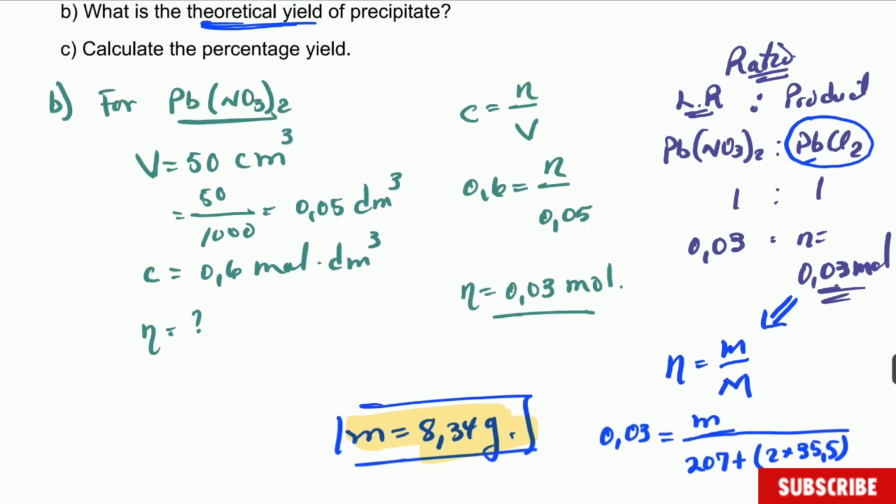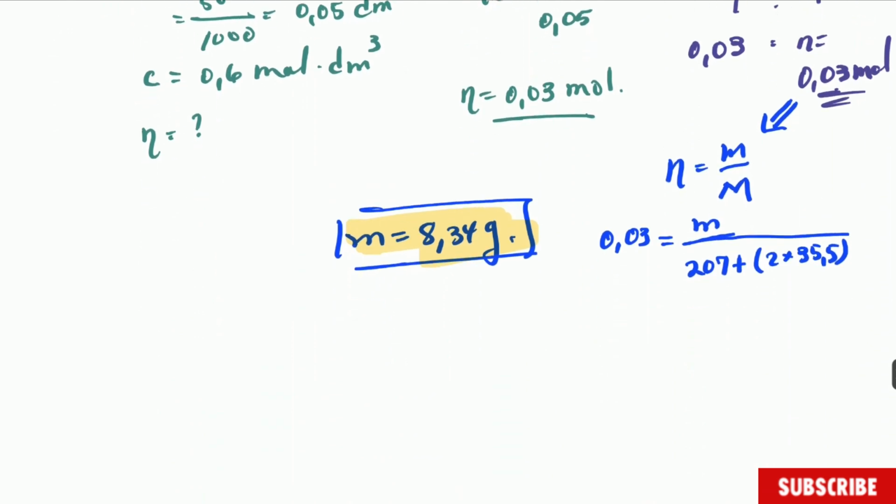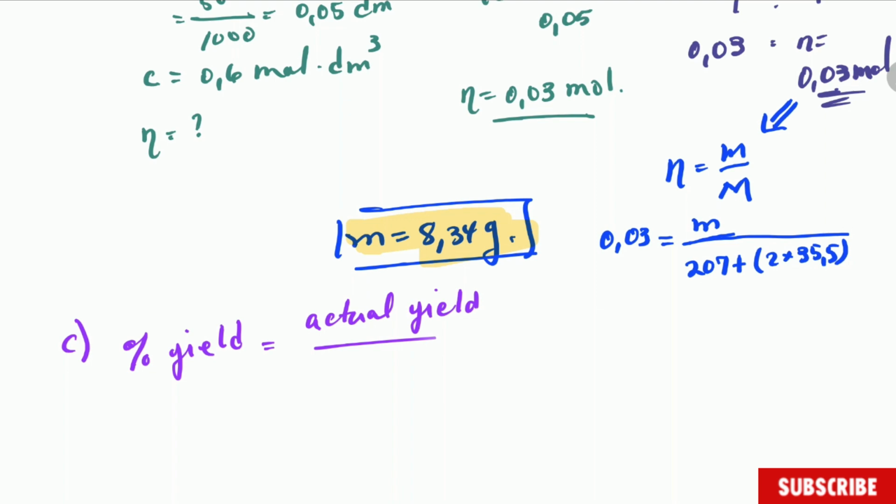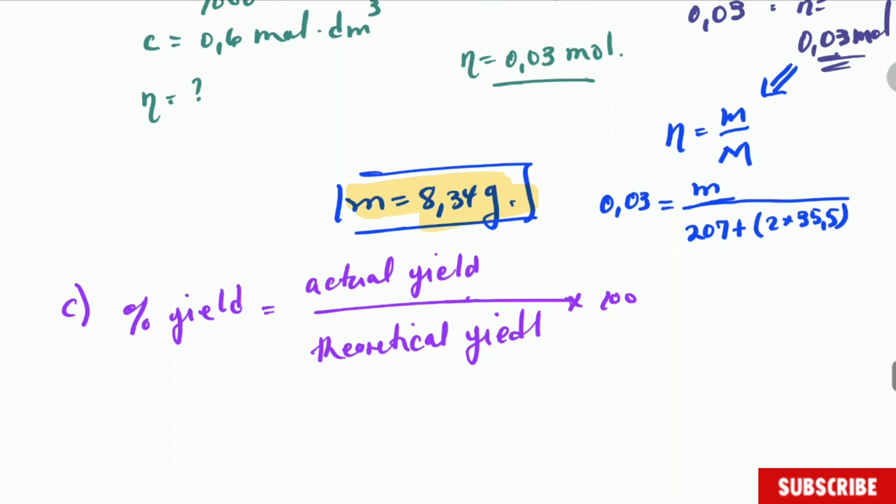So to calculate the percentage yield, guys, is quite simple. And this one is C, percentage yield. You need to remember that percentage yield is equal to actual yield divided by theoretical yield multiplied by 100. This is the way of solving this one.